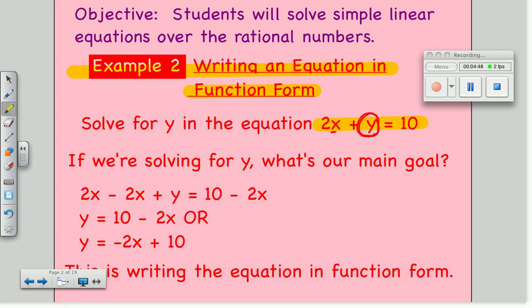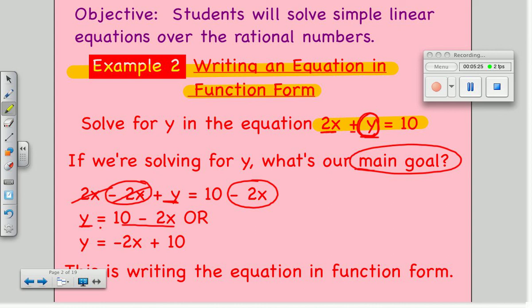There are many solutions. Okay? All we want is this to say y equals. So what's our main goal? To isolate y. We want y by itself. Well, what's with y? Right now we're adding 2x to y. We need to get rid of that. So we're going to subtract 2x from one side and subtract 2x from the other side. 2x minus 2x is nothing, so now this is gone. So now I have the y by itself on this side. Y equals 10 minus 2x.